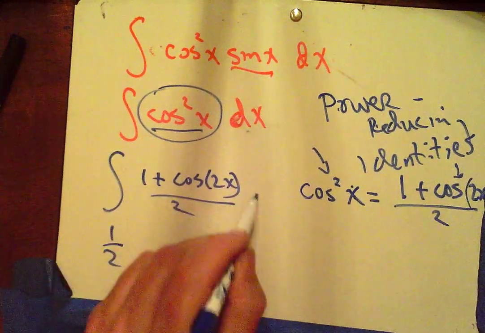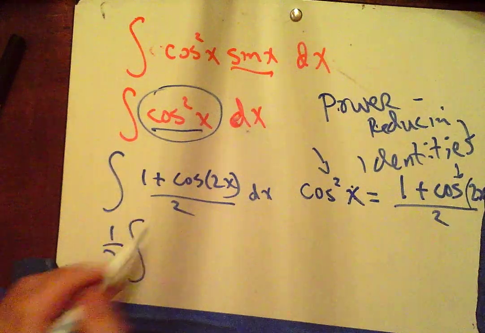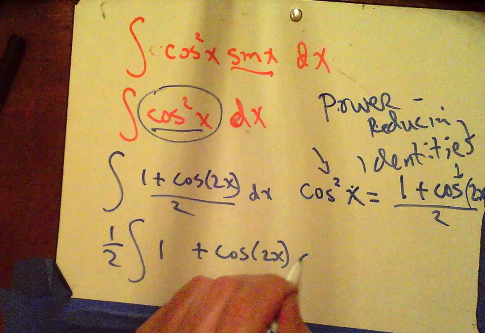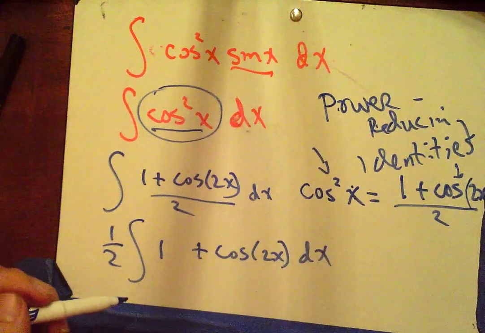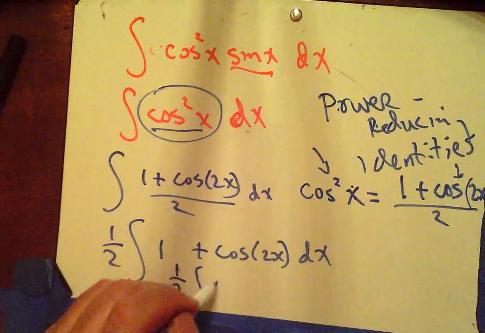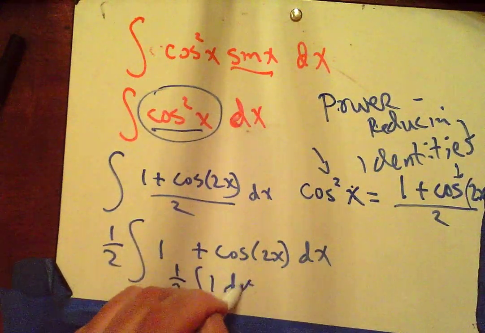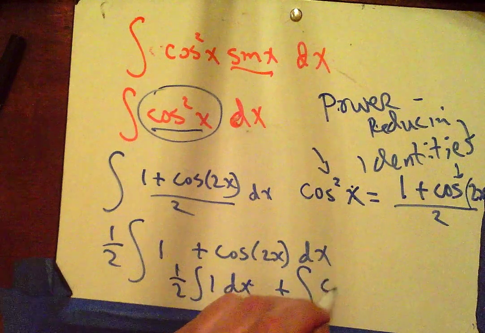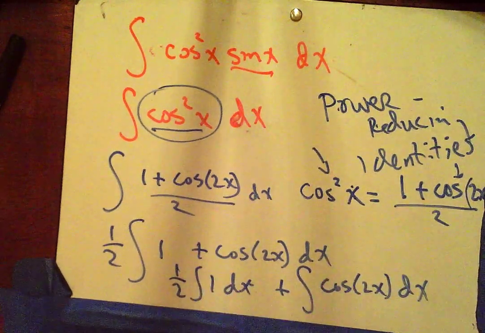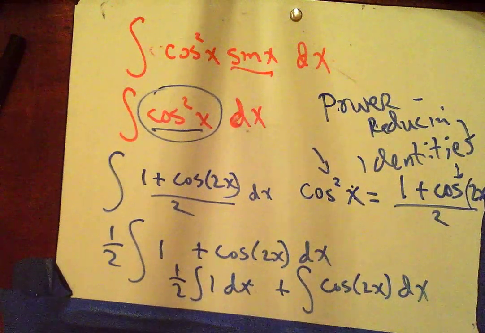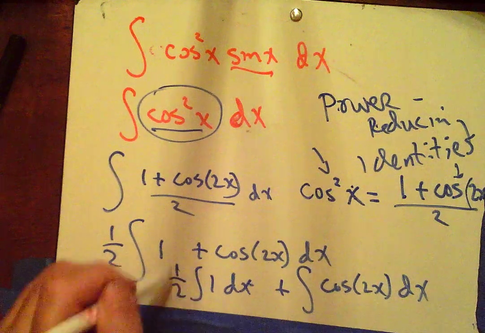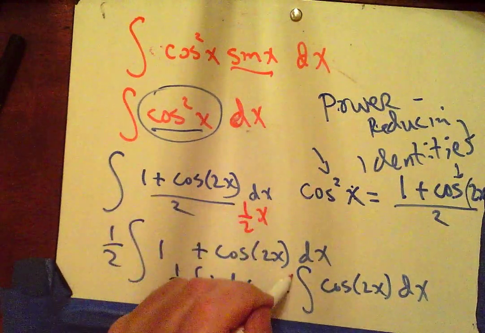Or, here's the dx. Or, bring out that constant. 1 plus cosine 2x dx. Well, that seems almost reasonable. This could be 1/2 the integral of 1 dx plus the integral cosine 2x dx. In this situation, I know the antiderivative of 1 dx is going to be just x. So I'm going to have 1/2 x.